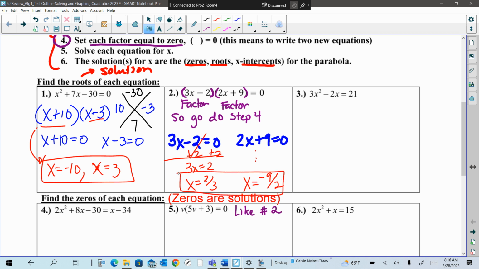All right, so on number 3, we start with the highest exponent, but is it equal to 0? So what should our first step be? Minus the 21, yes, on both sides. So now this right side is equal to 0. We're going to rewrite it in standard form, which would be 3x squared minus 2x minus 21 equals 0. All right, what's our method now here?